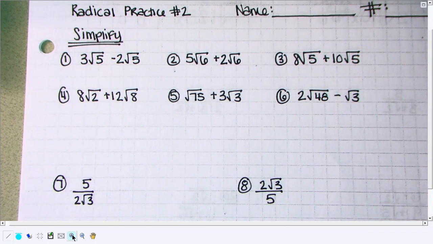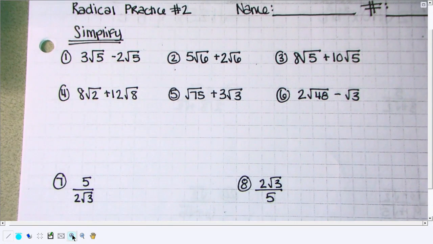Today we're going to practice the radicals practice number 2, which is simplifying, rationalizing, and conjugates. So let's go ahead and get started. We're going to combine 3 square root of 5 minus 2 square root of 5.